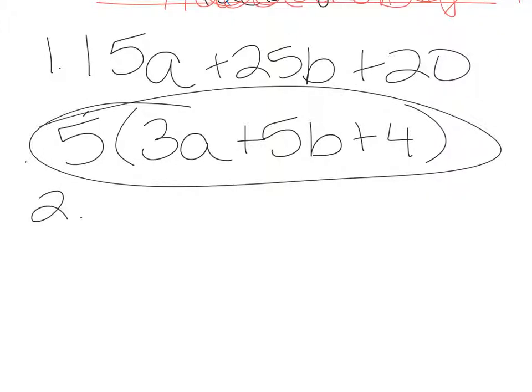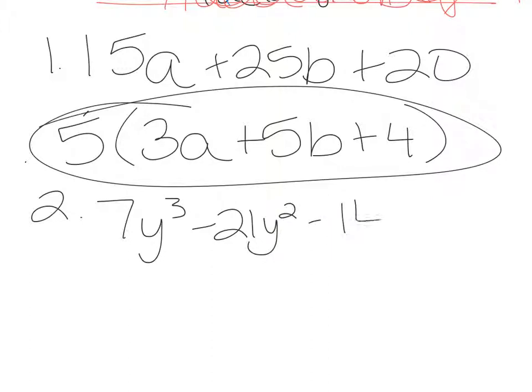If we have 7y cubed minus 21y squared minus 14y. Okay, so thinking about our greatest common factor, let's look at our numbers first.